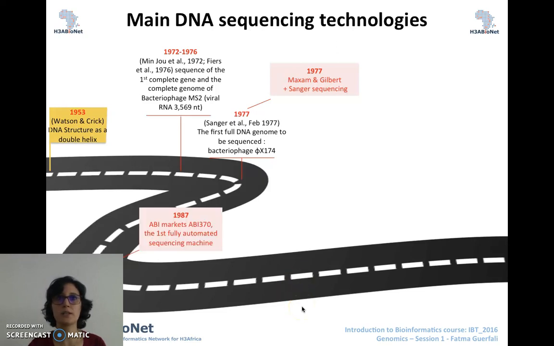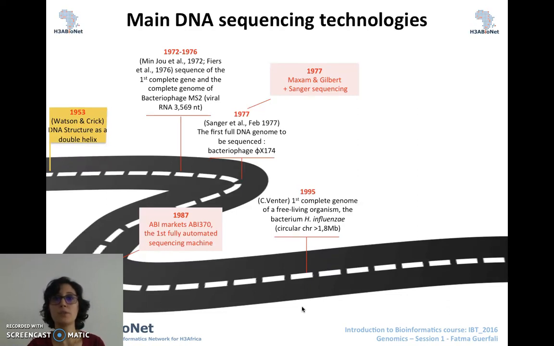In 1987, Applied Biosystems marketed the first fully automated sequencing machine. And in 1995, it was the real start, I would say, of the genomic era when the first bacterial genome was sequenced. It was the genome of Haemophilus influenzae, and the sequencing was done using conventional Sanger sequencing. That procedure took about 13 months. It was considered at that time a major scientific breakthrough, but the problem is that it was associated with high costs.